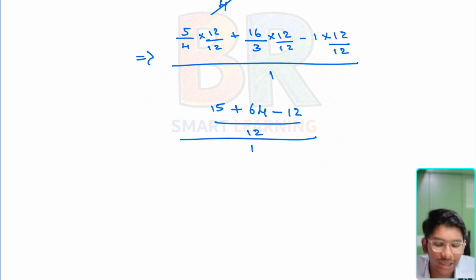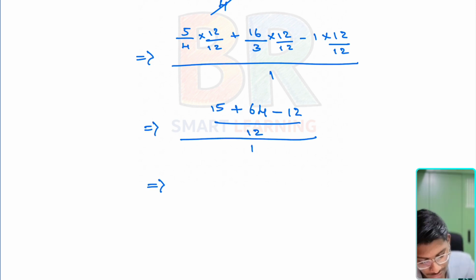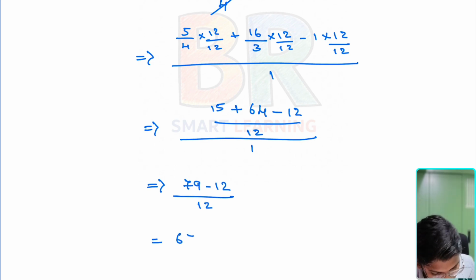It doesn't matter whether you write divided by 1 or not. Hence the whole answer: 15 plus 64, it is 79. 79 minus 12, it is 67. 67 divided by 12. Hence the answer is 67 divided by 12.